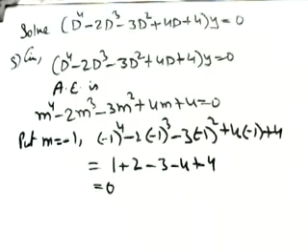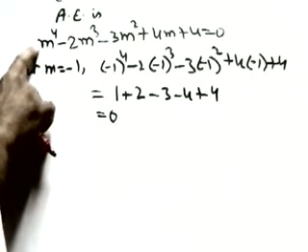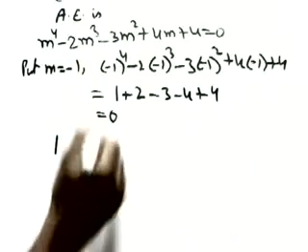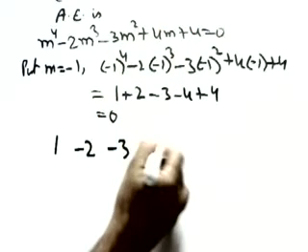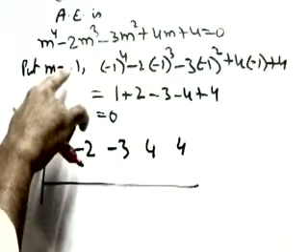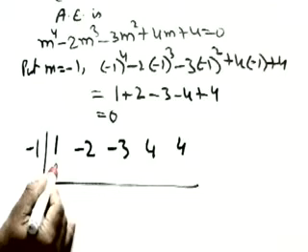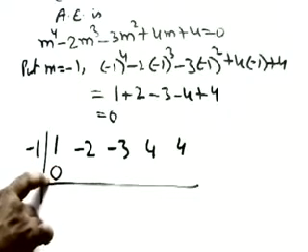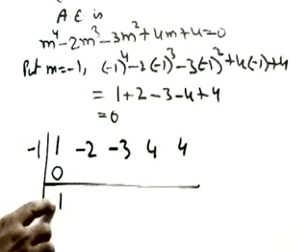Now if we divide by the synthetic method, you will get the cubic equation. How to divide? You start here. The coefficient of m power 4 is 1. The coefficient of m cube is minus 2. The coefficient of m square is minus 3. The coefficient of m is 4. The constant is 4. We have to divide this by synthetic division, by minus 1. So you write minus 1 here. Always you must write 0 here. Now you add: 1 plus 0 will be 1.